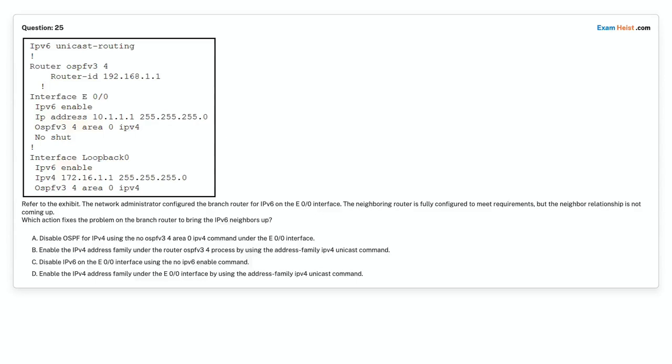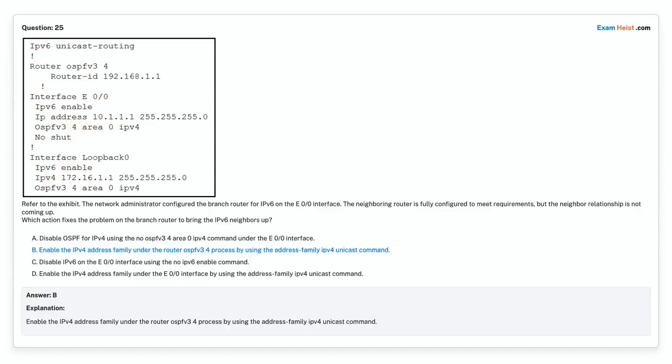Option C. Disable IPv6 on the Ethernet 0/0 interface using the no ipv6 enable command. Option D. Enable the IPv4 address family under the Ethernet 0/0 interface by using the address-family ipv4 unicast command. Choose the correct answer. Correct answer is option B. Enable the IPv4 address family under the router OSPFv3 process by using the address-family ipv4 unicast command.